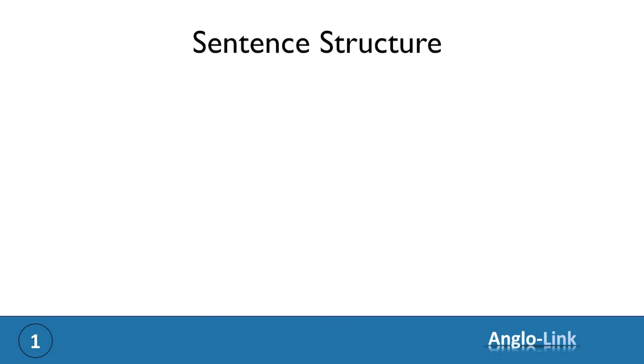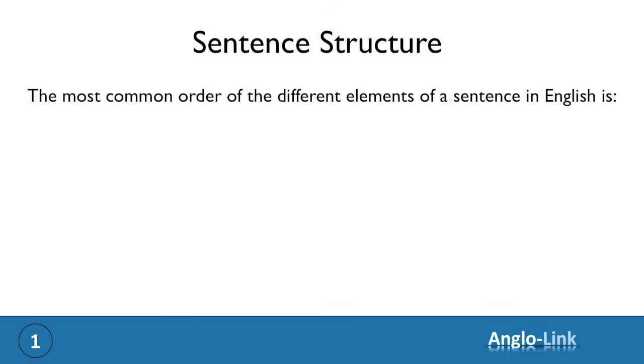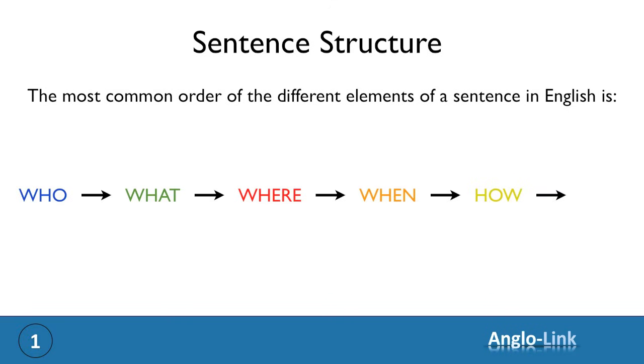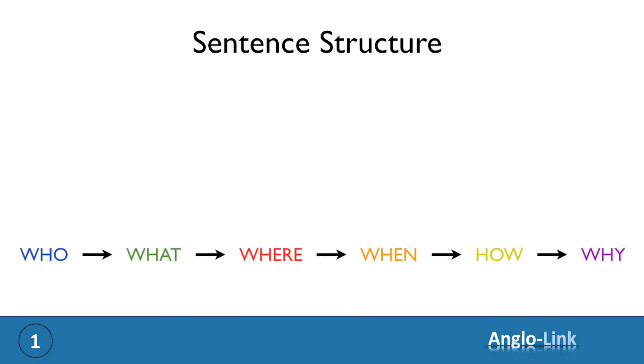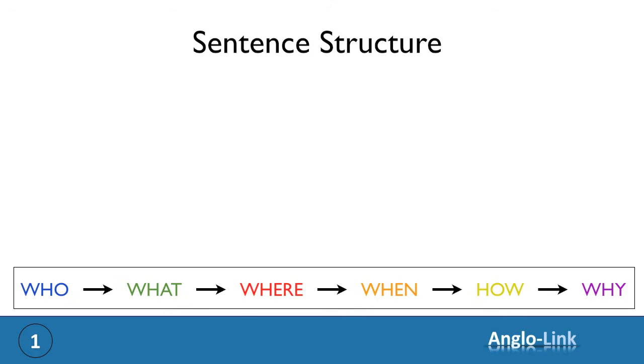When you're ready, we can begin with the first part of this lesson on word order. Word order, part 1. In this part, we're going to focus on sentence structure. The most common order of the different elements of a sentence in English is who, what, where, when, how, and why.